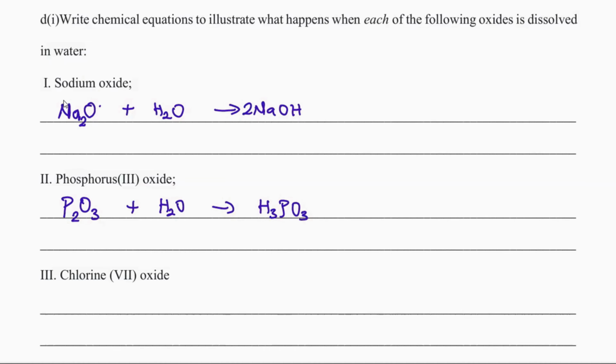Now to be able to balance this, our phosphorus is 2 in the reactant, so we have to make it 2 in the product by adding the coefficient. Our hydrogen is 2 in the reactant, but in the product it is 6, so we have to also make it 6 here by adding 3. And then our oxygen in the reactant is 6, and in the product it's also 6.